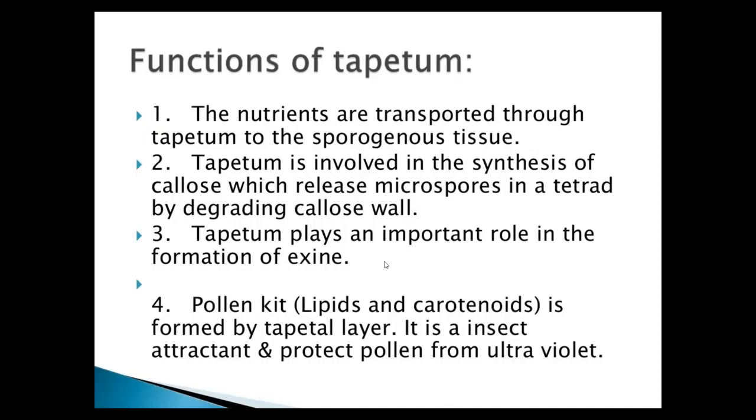So this is completely the anther structure. The development of the microsporangium, or pollen sac, contains the epidermis, endothecium, middle layers, and tapetum. The tapetum is amoeboid tapetum and secretory tapetum. And in the development of the pollen grain, or microsporogenesis, the microspore mother cells.